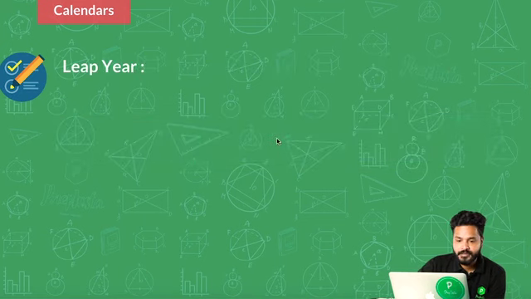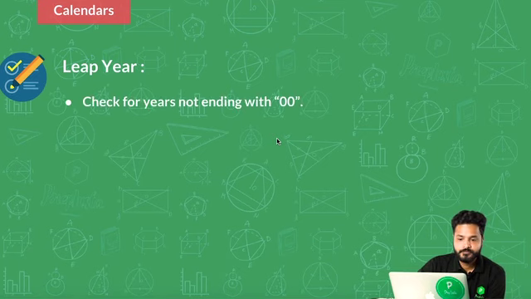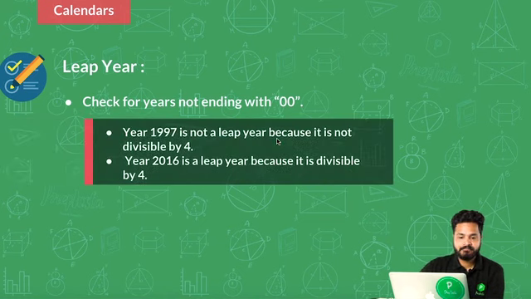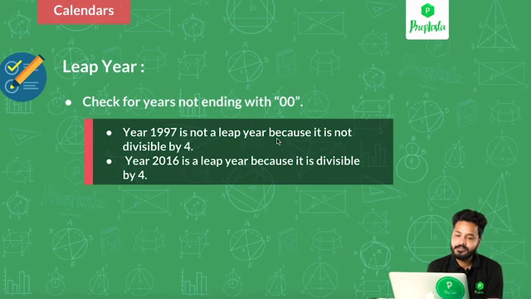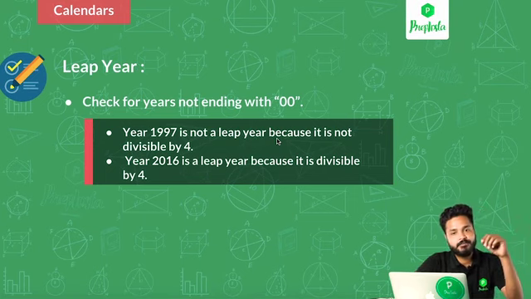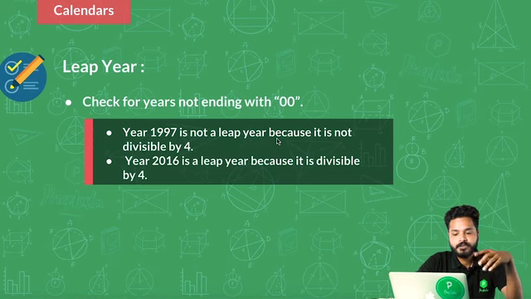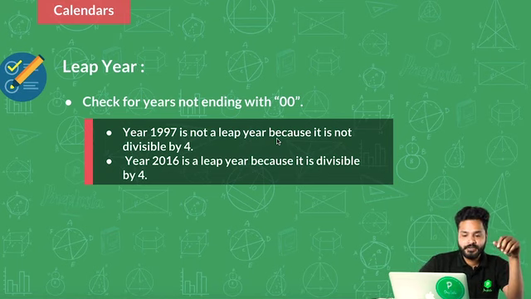Now comes another important thing, which is leap year. So check for years not ending with 00. So let's say 1997. Is 1997 a leap year? No, because it is not divisible by 4. So for years not ending with 00, if they are not divisible by 4, they are not a leap year, they are ordinary years. Similarly, let's say 2016. So 2016 is divisible by 4. It gives you 504. So 2016 is a leap year.